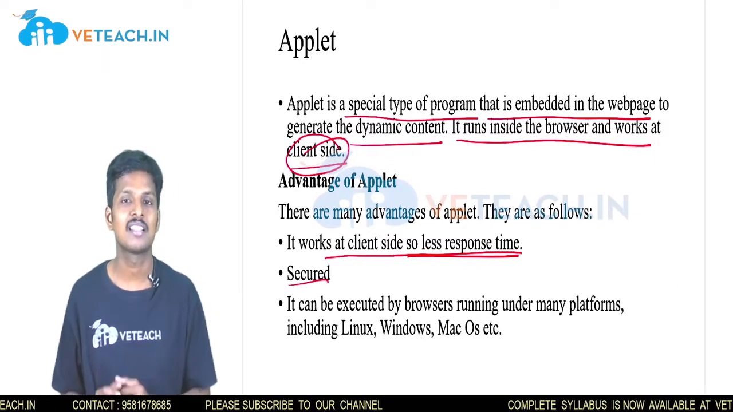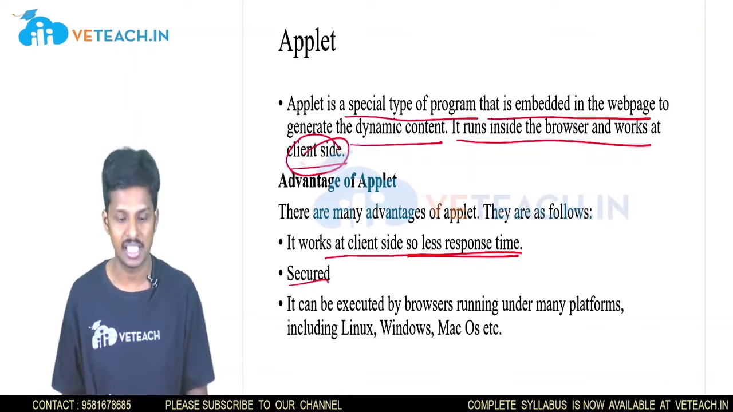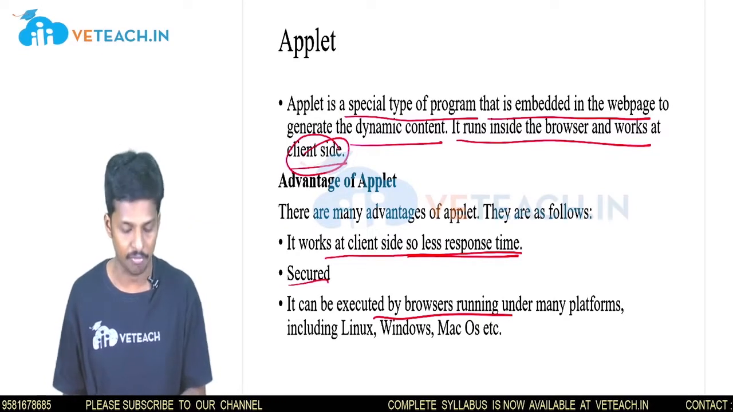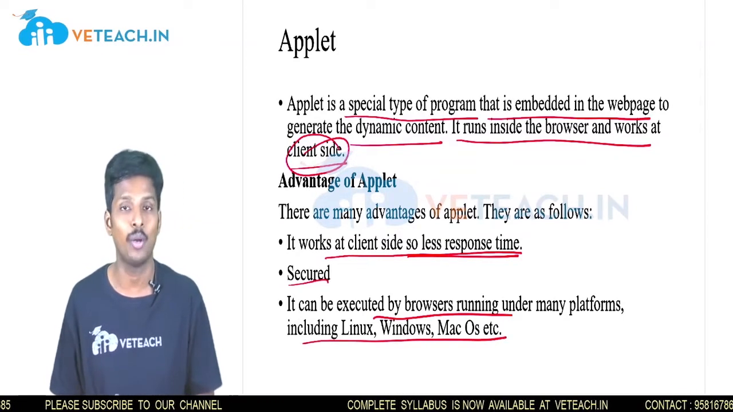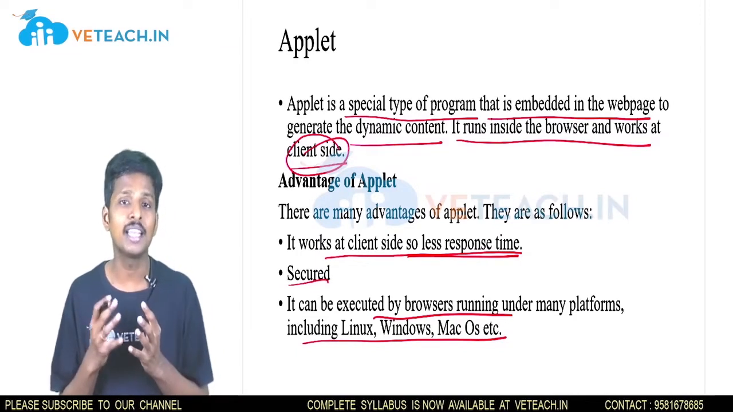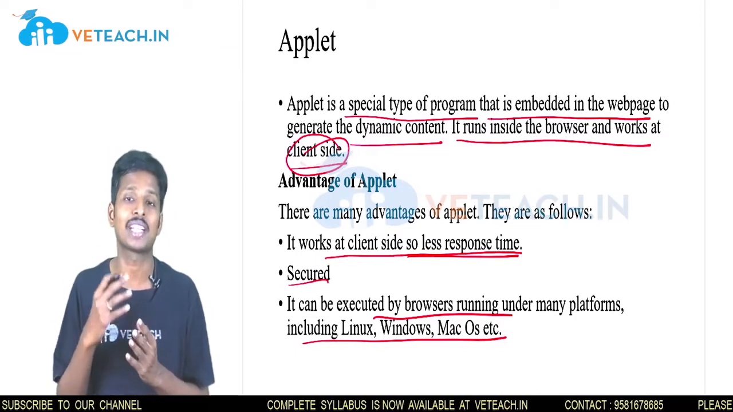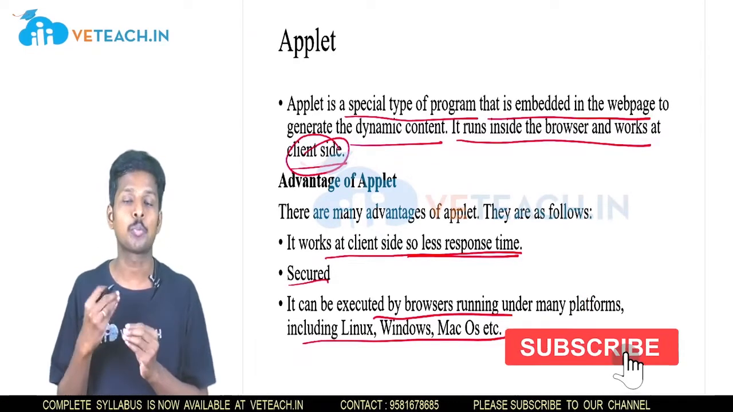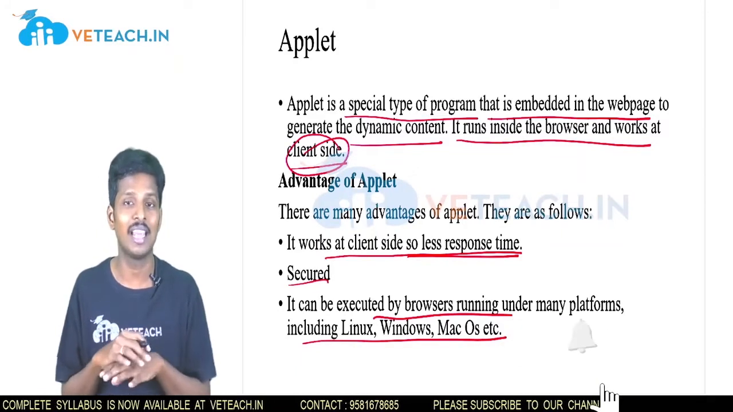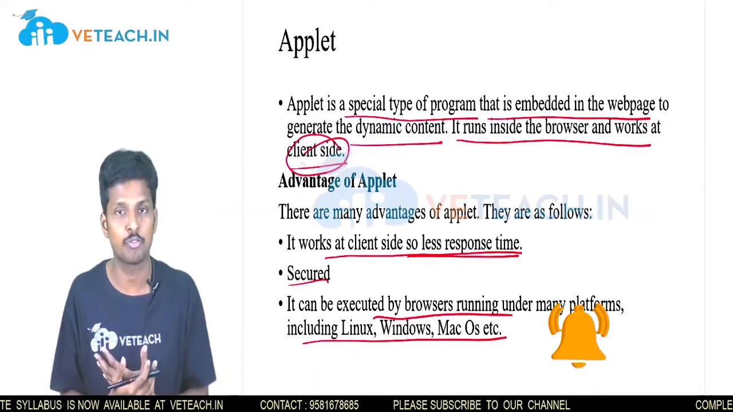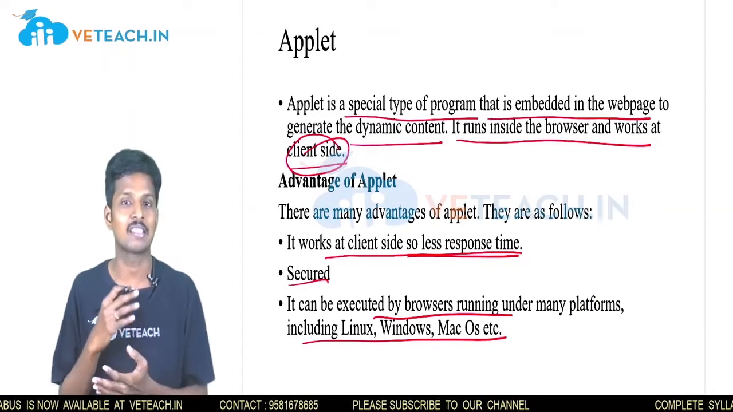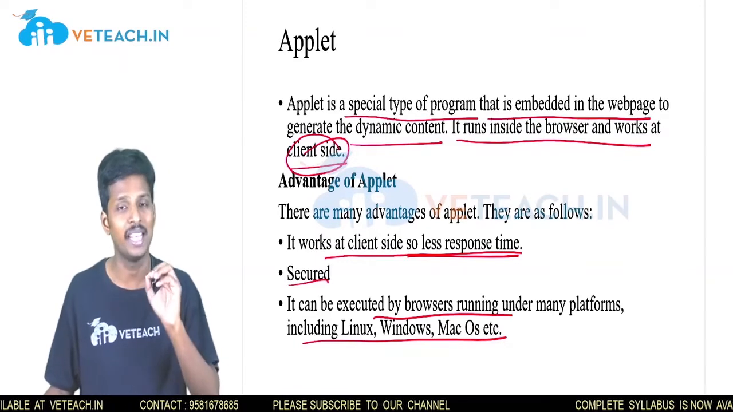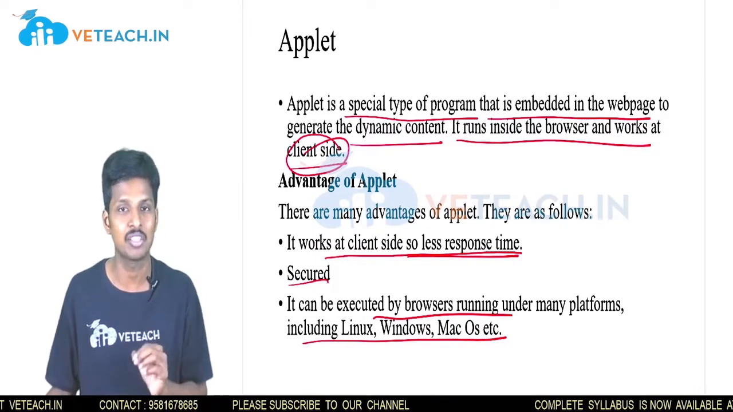Secured: it provides much security to our applications. It can be executed by browsers running under many platforms, including Linux, Windows, Mac OS, etc. It works on any type of browser on different platforms. It is platform independent, not platform dependent. This means the output of applet programs will be seen in the same way on different operating systems like Windows, Solaris, Mac, and Linux. All give the same outputs. This is the basic introduction to what an applet is and its advantages.